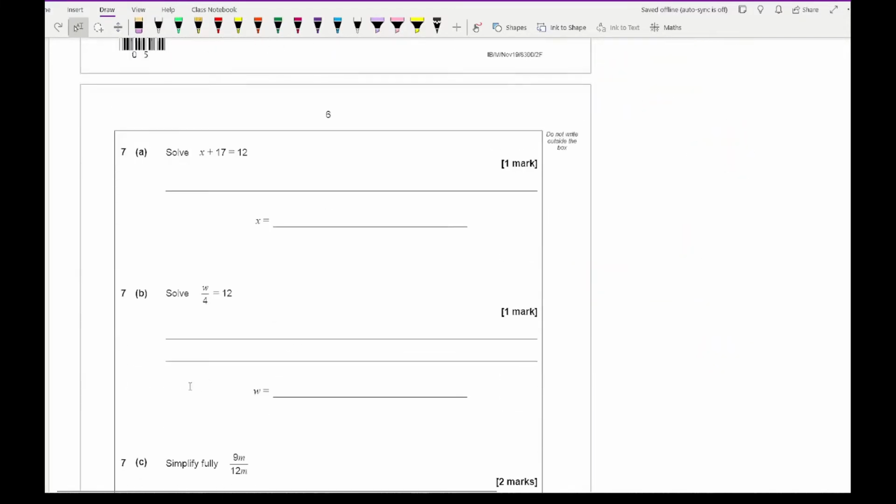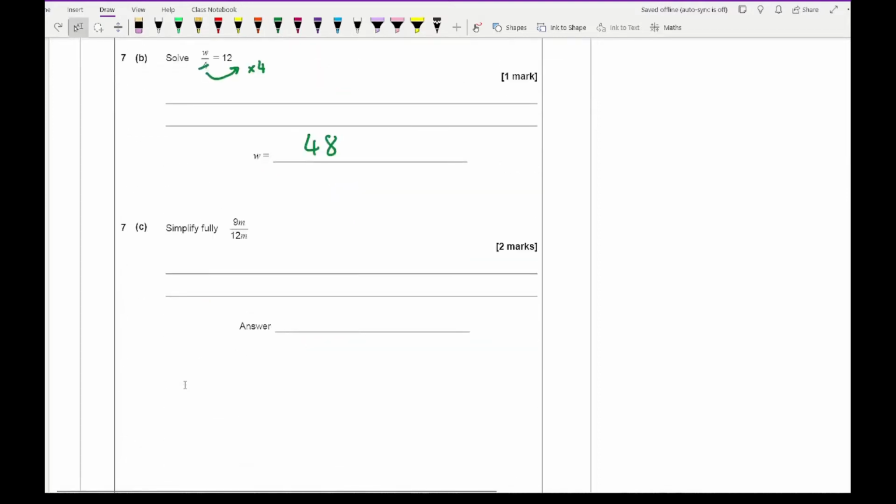Now moving on to the next question. So this looks at solving equations. So here we want to get x by itself. So what do we need to get rid of? The 17. So I take away 17. And so 12 take away 17 gives me -5. Question B, I want to get rid of the 4. What's the 4 doing? It's dividing. So to get rid of it, I need to multiply. So I've got W equals 12 times 4, which is 48.